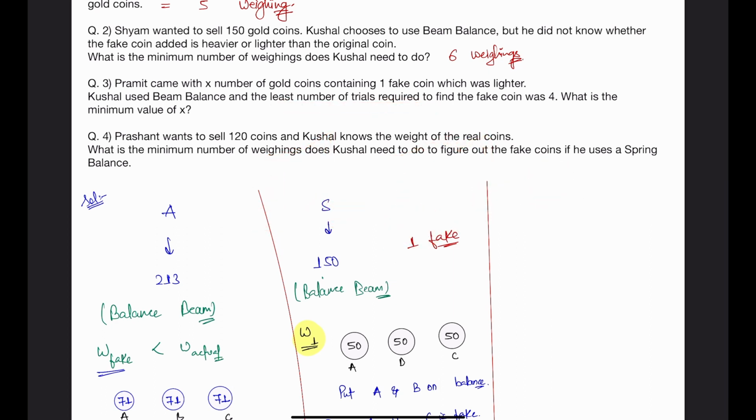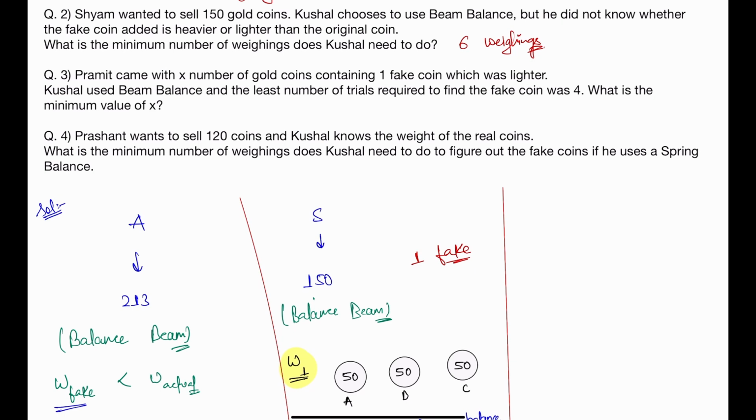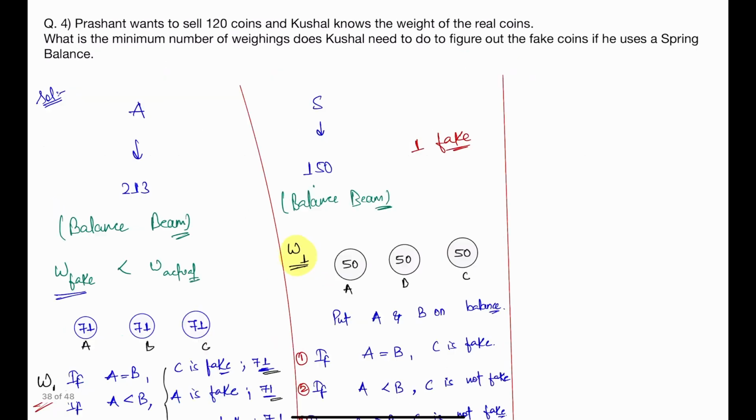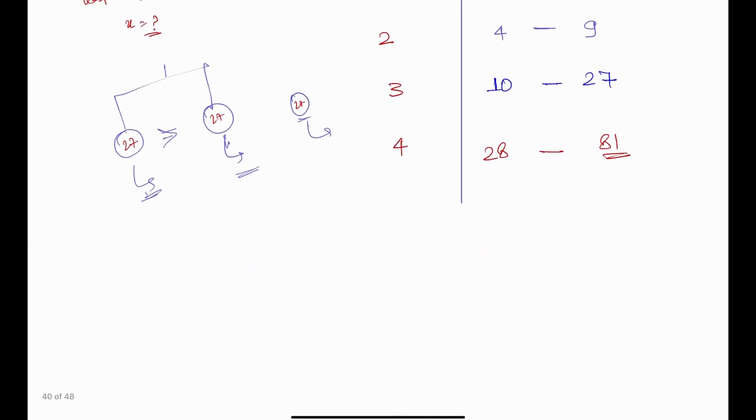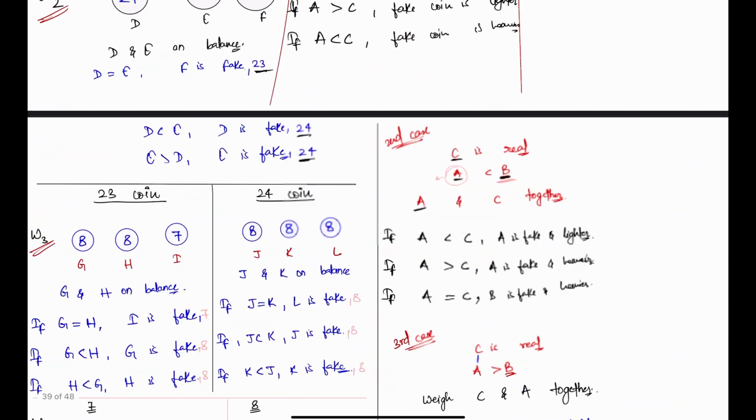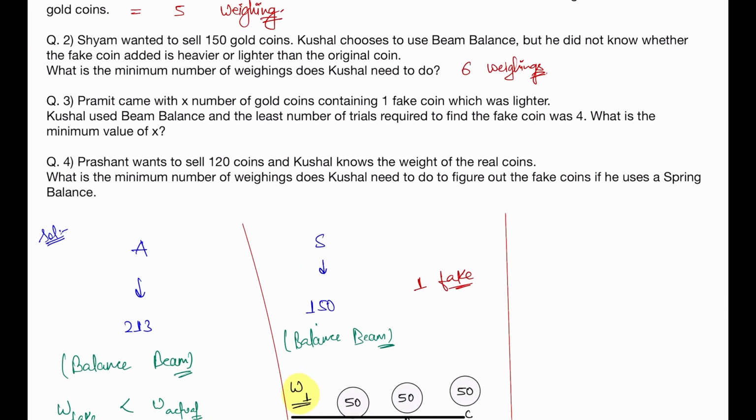So with that concept, what is the minimum value? In the third point, what is the minimum value? That is 28. 28 will be the answer of this third question.